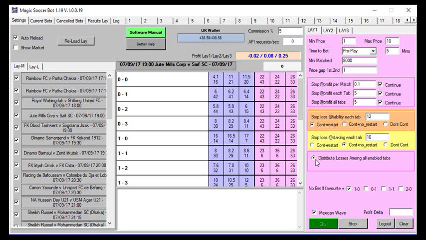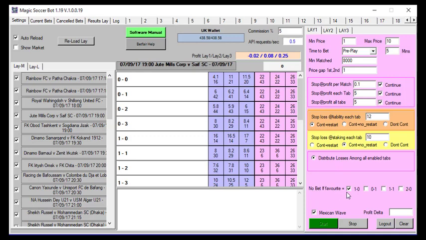Okay, always must have this tick, distribute losses among all enabled tabs. So if we have a loss, the loss is distributed amongst however many tabs we have up here running. If I've got 10 tabs, which I do, then the loss will be distributed amongst each of these tabs. Okay, so we're not trying to recover all the losses in the next bet or anything like that.